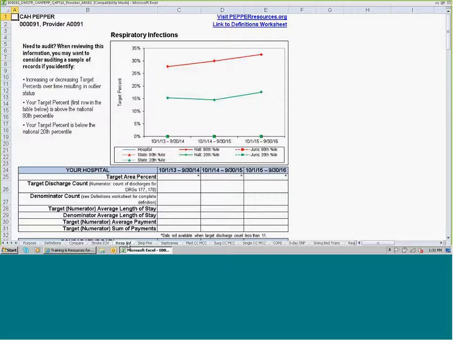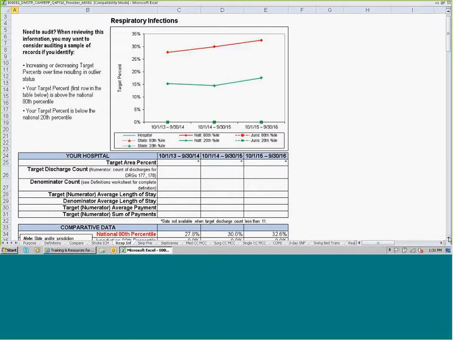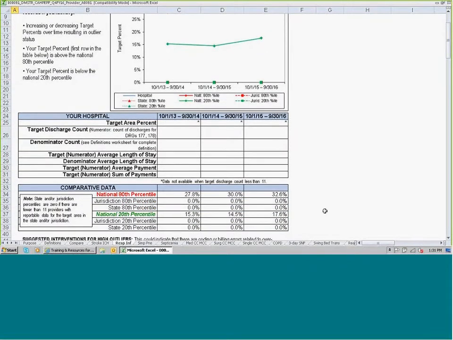So I'm clicking on the next worksheet tab, which is for respiratory infections. And this particular hospital does not have any reportable data, a numerator count of at least 11, for this target area for any of the time periods. So if you open up your PEPR and you're going through your reports and you see one that looks empty like this, the reason is because your hospital doesn't have sufficient data to generate statistics for that target area. In that instance, there won't be any blue bars on the graph, and the data table will be empty. And you can see that for this particular target area, we only have the national 80th and 20th percentiles calculated. That just tells us that there are not a lot of hospitals in the jurisdiction or the state that have reportable data for this target area.